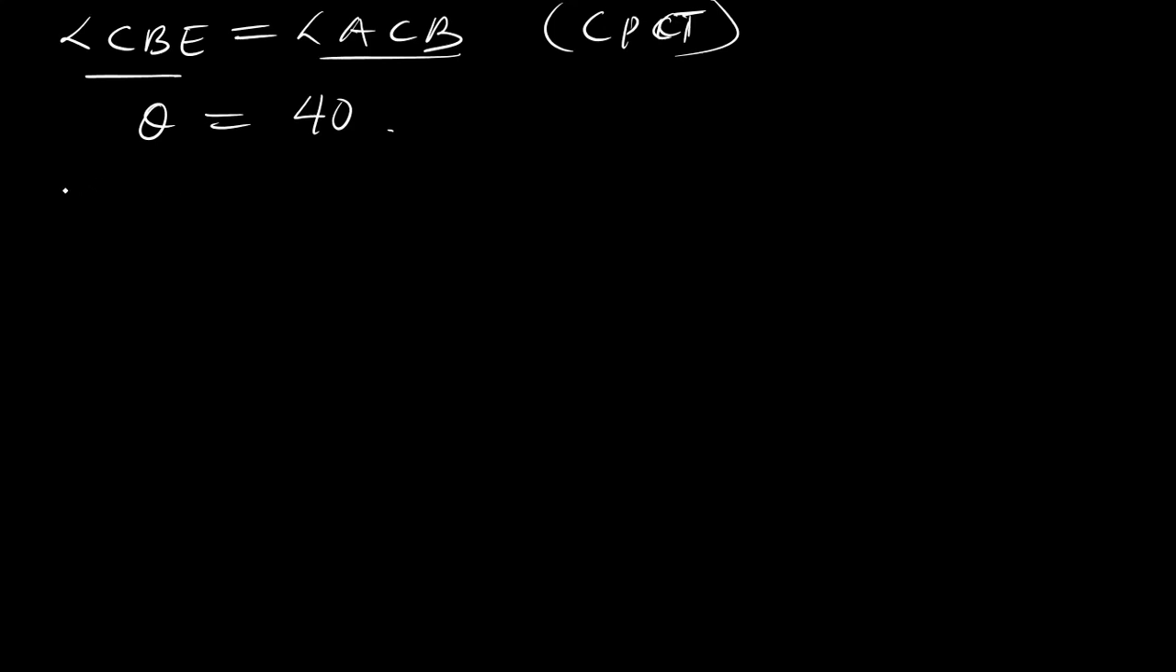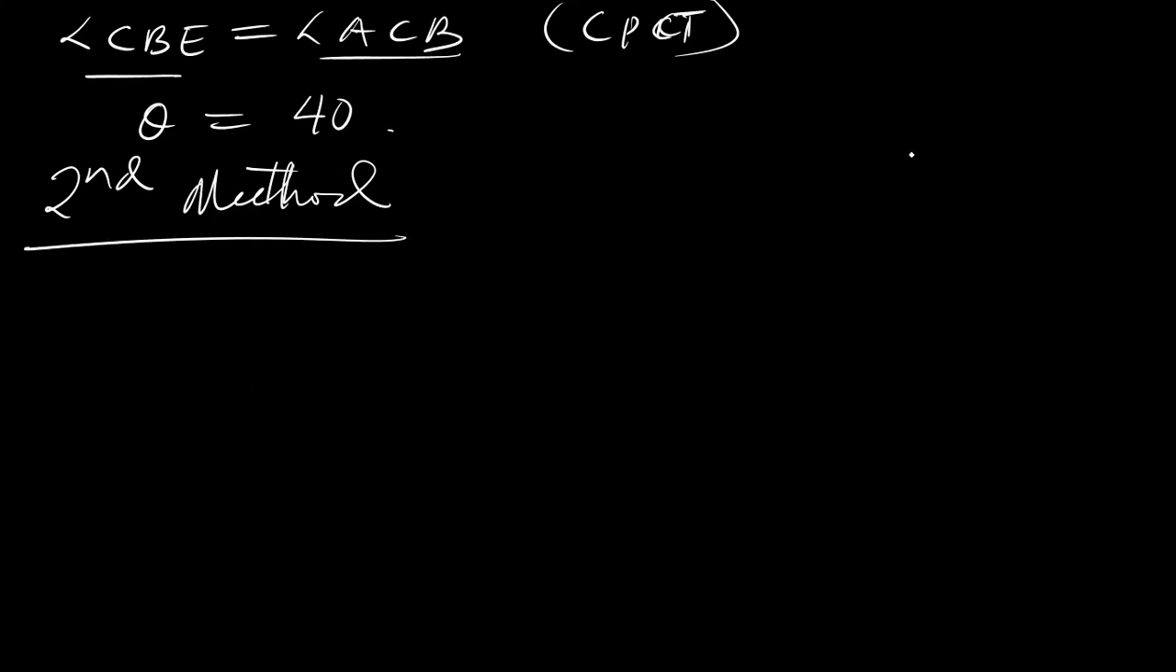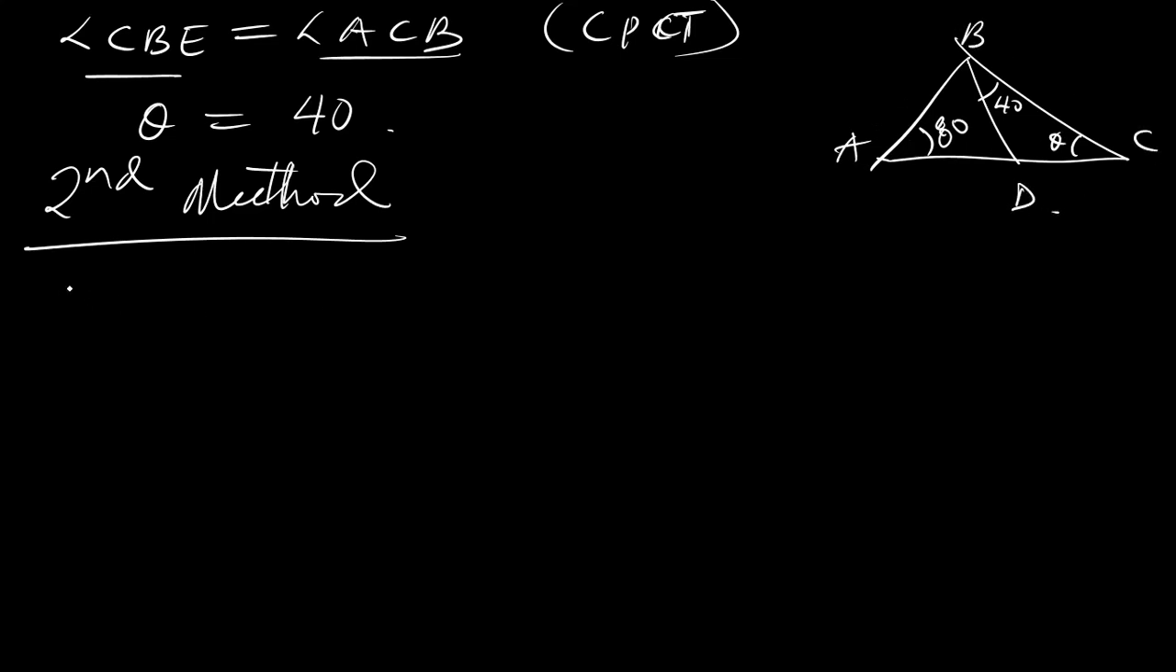So now let's do the other one, the second method. Let's now draw the diagram. You have here to be 40, here is 80, here is theta. You have A, B, C, D. Now for the second method, you know the area of a triangle, if you have a triangle like this, you have A, B, C, and there is an angle here, let's say alpha.